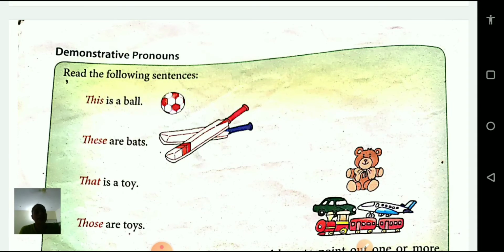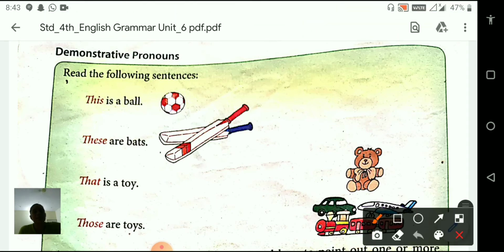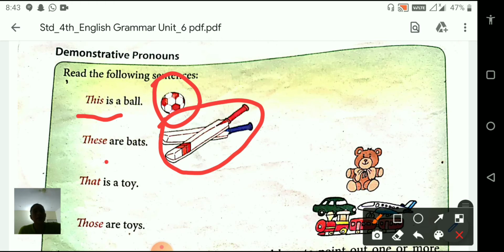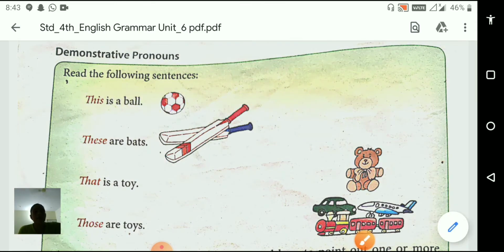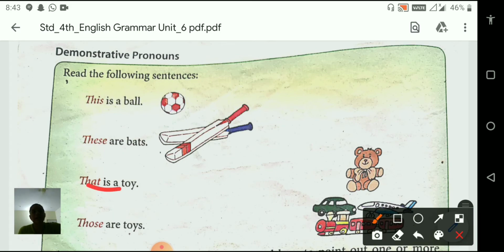These are beds. In this sentence, here is one ball. That's why we say this is a ball. Here more than one bed. So the spelling will be THESE. These are beds. This is singular and these is plural. That is a toy. And those are toys. That means that is singular and those means plural.